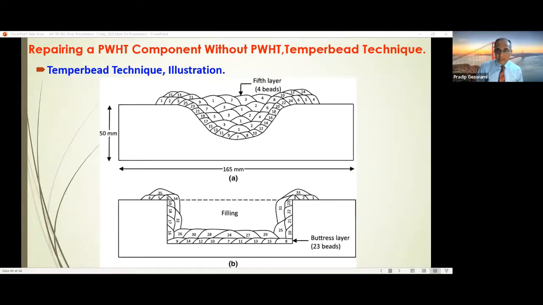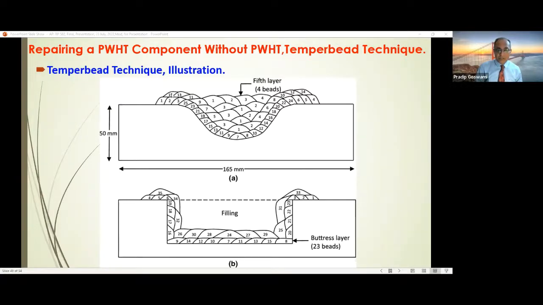Once this layer is deposited, and once you have done a hot magnetic particle inspection, hot MPI, to make sure there are no cracks or weld defects, then follow with the deposition of the second layer. As you can see here, the first layer is here. The deposition of the second layer covers 50% of the first layer. That means when you deposit the second layer, the heat input of the second layer is going to temper, if not fully, at least partly, this first layer.